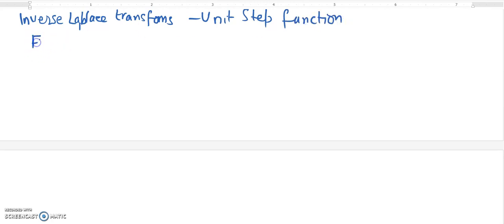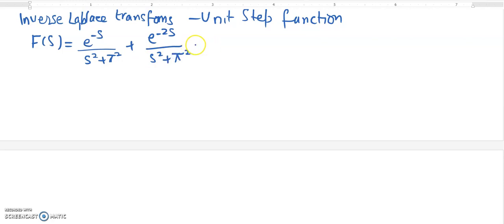Okay, so for example, if F of s is e power minus s over s square plus pi square, plus e power minus 2s over s square plus pi square, plus e power minus 3s over (s plus 2) square. So if this is the Laplace transform given, and we want to convert it back to its original function, then how can we do that?